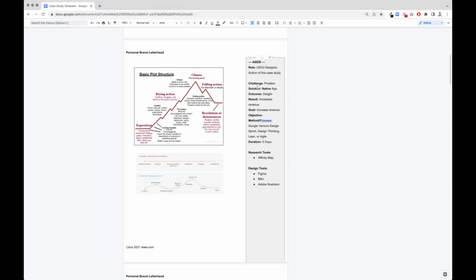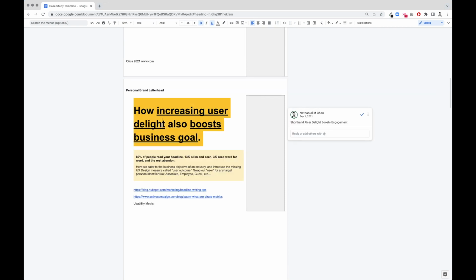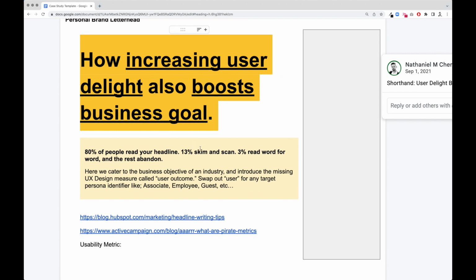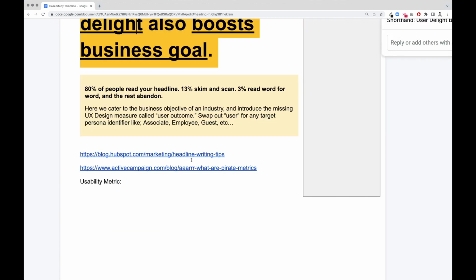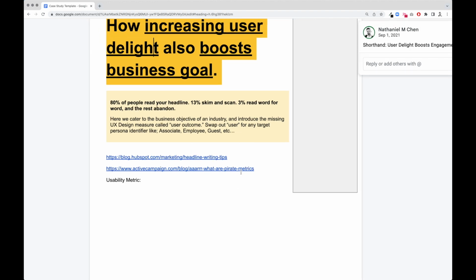The problem, the solution, the goal, the methods or process, the duration, the tools, all of that stuff is over here. And indeed yourself, the author, and the team could be up here in the aside. Here is where we have the headline, really important. Here's the 80% read, 13% skim and scan, 3% read word for word. We have some links to the HubSpot headline writing tips and the Pirate metrics for business objectives.